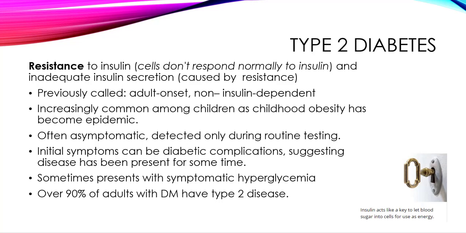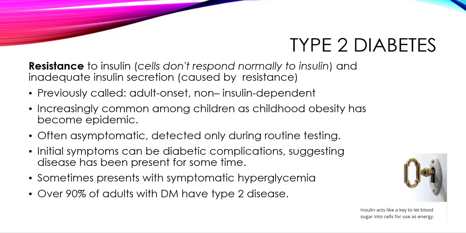And so type 2 is characterized by resistance to insulin. And what that means is that cells don't respond normally to insulin. So insulin is not doing the job that it needs to do. It also is characterized by inadequate insulin secretion. So in addition to not using insulin appropriately, what could be going on is that the pancreas is not producing enough insulin.